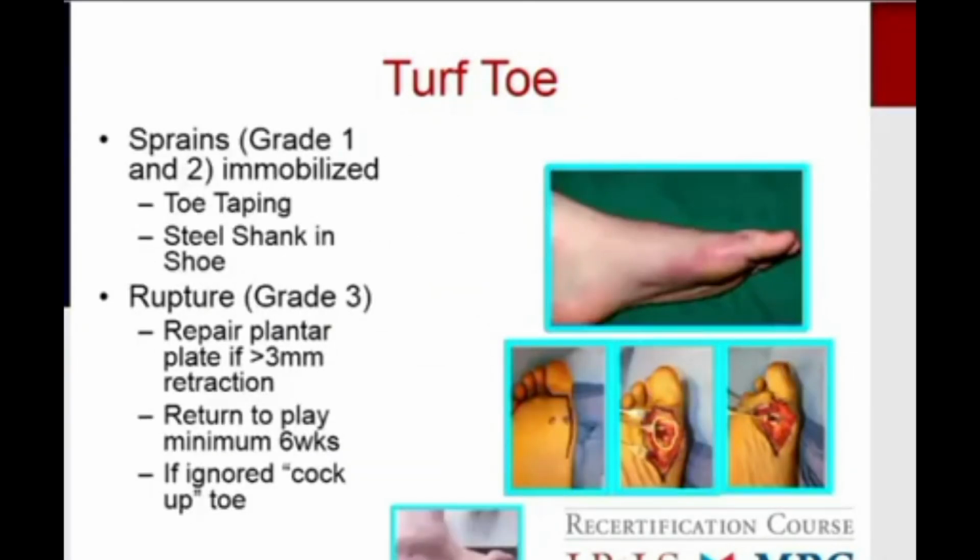There are a variety of grades of turf toe. Grade 1 is treated very simply by immobilization, as is grade 2.